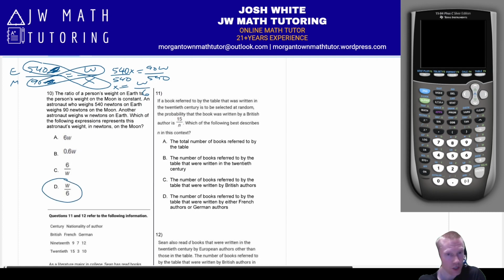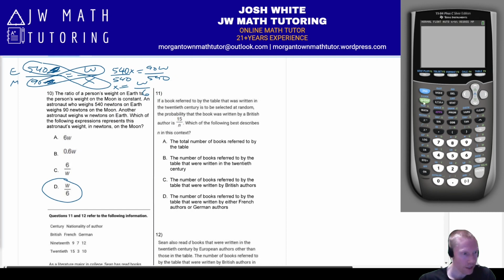Now, if you didn't know that 90 over 540 was just 1 over 6, just a brief review, go to the graphing calculator and we go to the fraction menu by hitting alpha y equals.